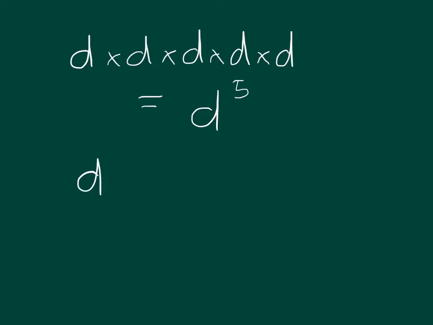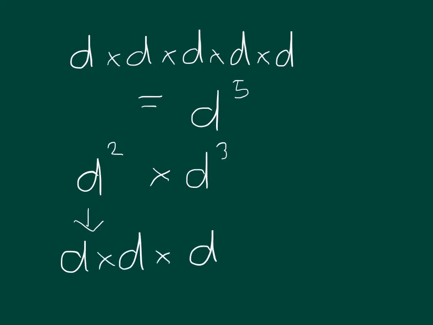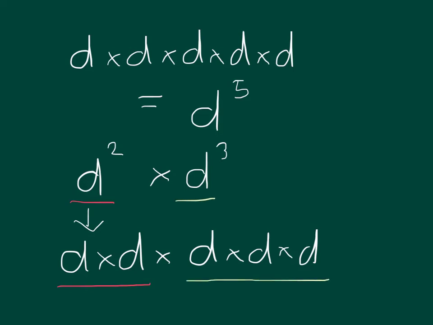Now what if you had d squared times d cubed? Well, to understand this, we will write this out the other way around. So we'll say that d squared is d times d, and we'll say that d cubed is d times d times d. So just so you can understand that, our d squared is d times d, and our d cubed is d times d times d.